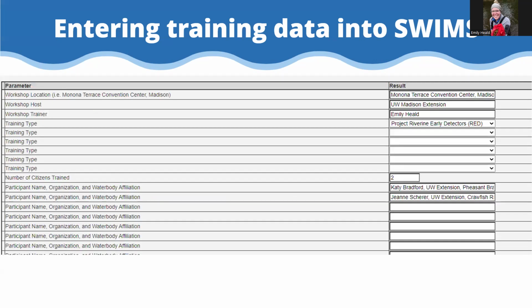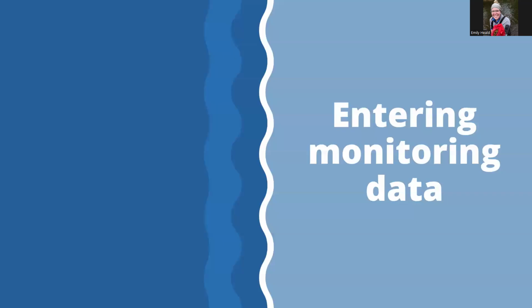And then you just fill out the rest of the form. It's very intuitive. You enter your workshop location, be it Eau Claire River Boat Landing, the county office, here I have the Monona Terrace Convention Center. The workshop host, so that would be, Adams County, Polk County, North Lakeland Discovery Center, Beaver Creek, etc. The trainer's name, that's you. And then the training type will be Project Red, the number of volunteers or citizens trained, and then their names below. So again, this is really important for us to capture because it helps us know how many people are being trained each year. So that's pretty straightforward. You just hit submit on that one.